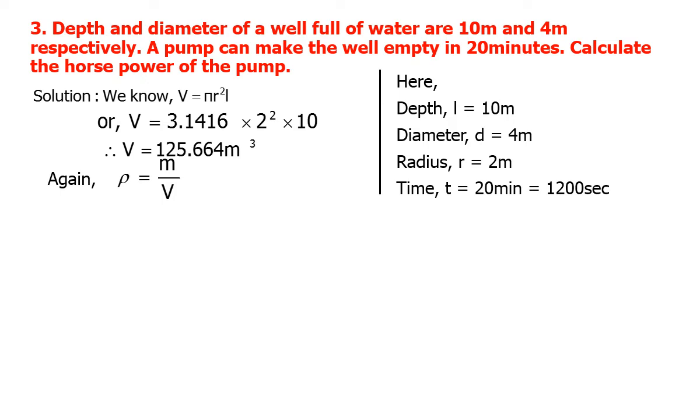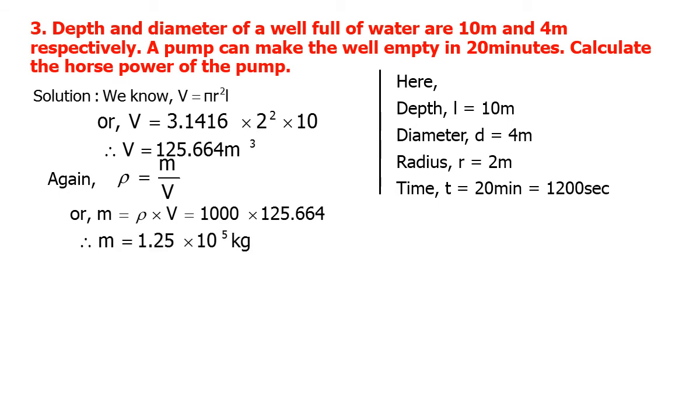We know the formula of density is rho equal to m by v. Here rho is the density, m is mass, v is volume, and we know the density of pure water is 1000 kg per meter cube. Now to calculate the mass we can write the equation m equals rho into v. Putting the value of rho and v, we will get the mass is 1.25 into 10 to the power 5 kg.